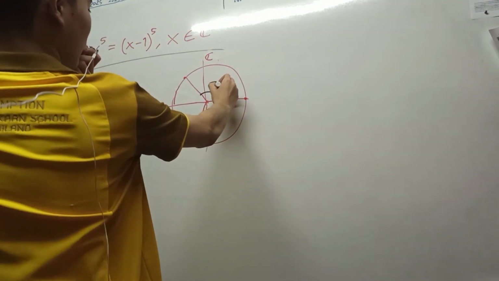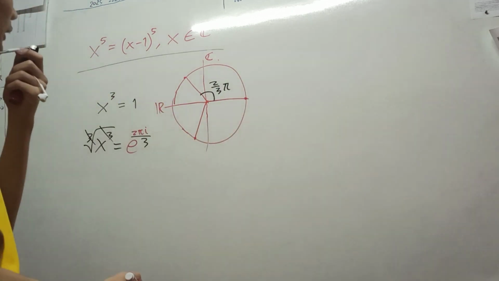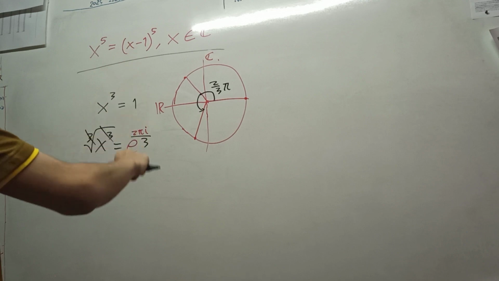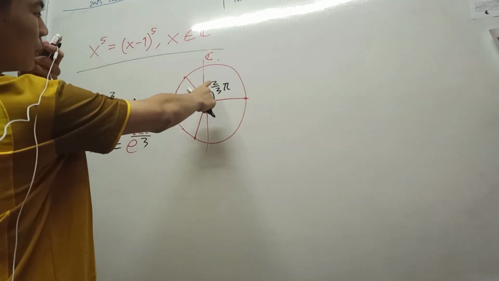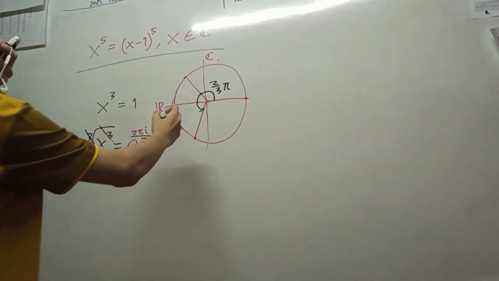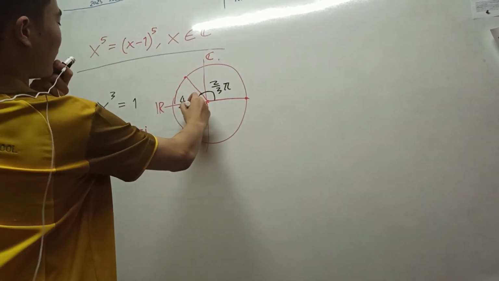This is actually 2 over 3 pi. Now, how do we find this angle? We just have to rotate it more. And yes, every slice is equal. So this is just 2 over 3 pi plus another 2 over 3 pi, which is actually 4 over 3 pi. And yes, that is correct, 4 over 3 pi.